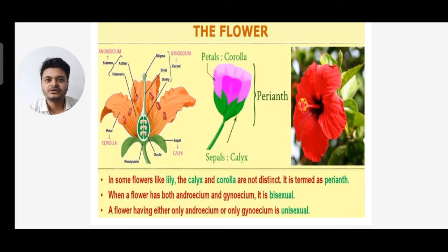In some flowers, like lily, the calyx and corolla are not distinct, and this is called perianth. When the flower has both androecium and gynoecium, it's called bisexual. A flower having only gynoecium or only androecium is called a unisexual flower, and flowers having both androecium and gynoecium are called bisexual flowers.